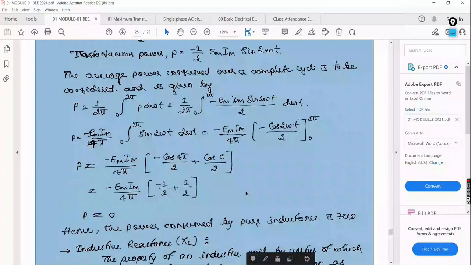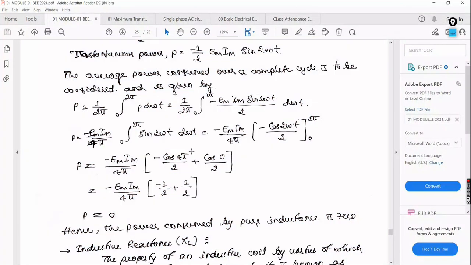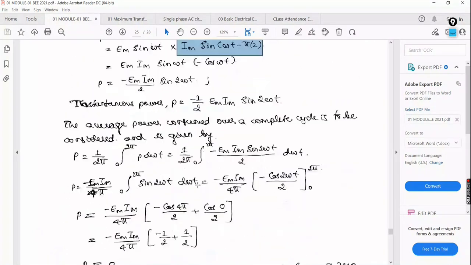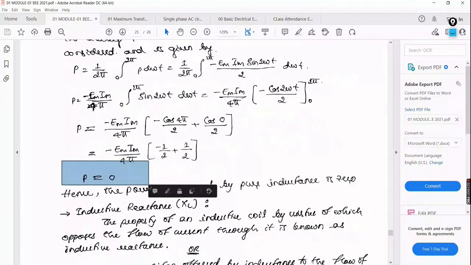This derivation is also important. They will ask inductance or capacitance, a fixed question: the average power consumed by pure inductance and pure capacitance. You can follow this derivation. Got my point? By considering the equation Em into sine omega t, then Im into sine of omega t minus pi by 2, you will later derive that it equals 0.